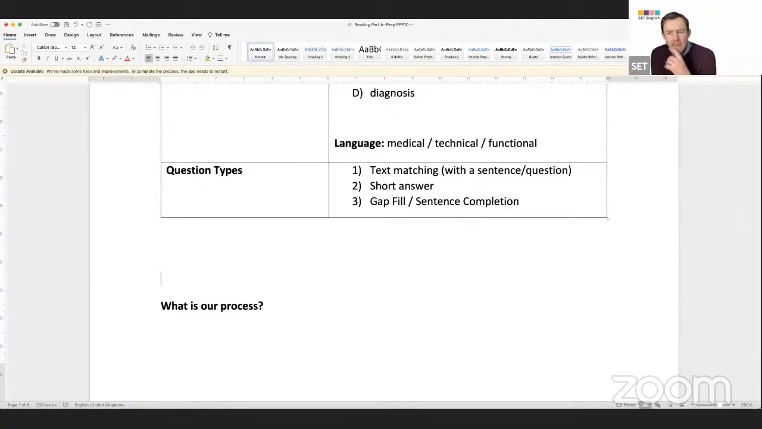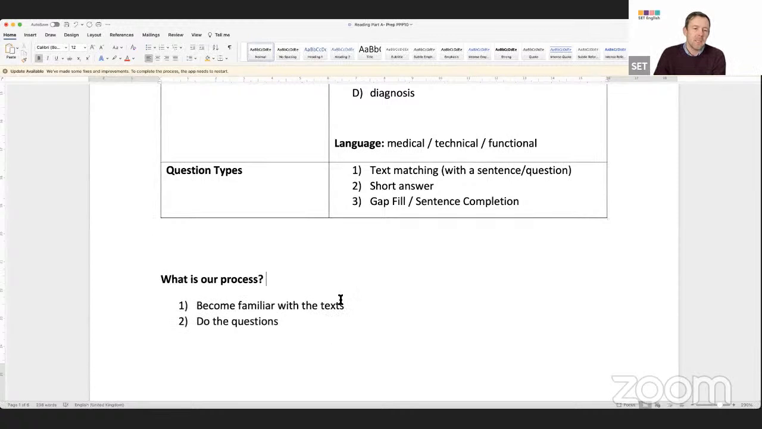No? When we first started teaching OET, we found it was about 50-50. Lots of people used to just go and do the questions because they were thinking, 15 minutes, I've got to answer the questions. But ultimately, it's slower to do that. It takes longer to do that. So our basic process is become familiar with the texts and then do the questions. Is there anyone that disagrees with those two simple steps?